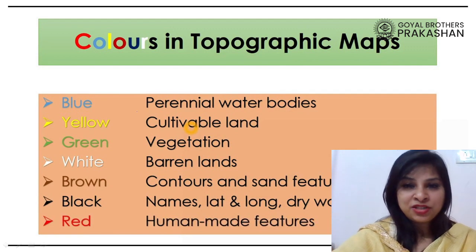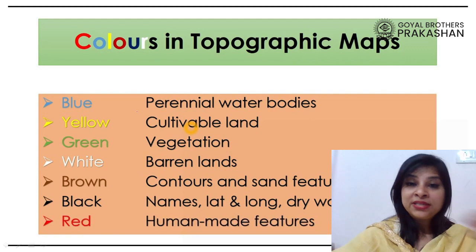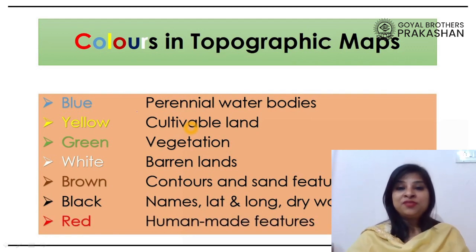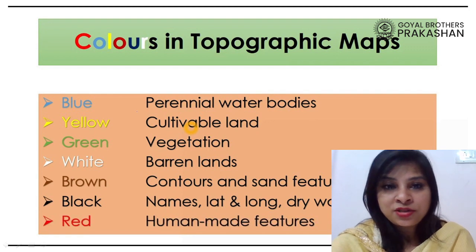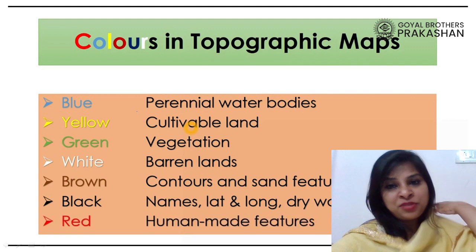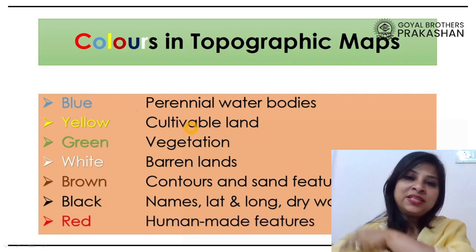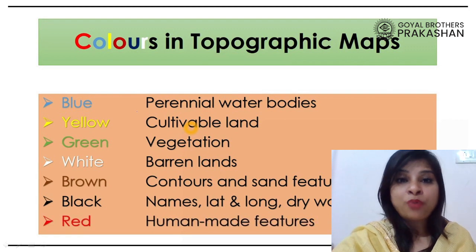Now comes the colors, very interesting. So colors on topographical maps. So when you will see the actual topographical map, you will find different colors on it. So you will find blue color imprinted on it. You will find something with yellow color. Then you will find something red color, black color. So colors are very important in topographical maps.